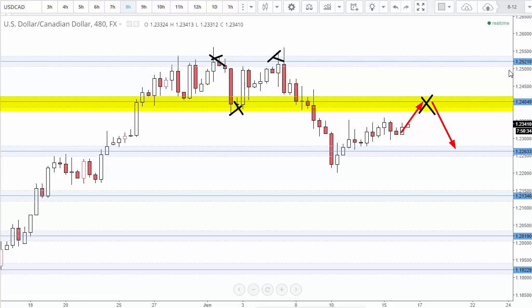Next resistance area is the 1.2520, this one here. This one actually gave us two reversal trades last week, if I remember correctly. The first one was here, and the second one I believe was here. I'm not too sure about that second one, I might be misremembering that, but anyway. This is a nice strong resistance level. Had two bounces last week.